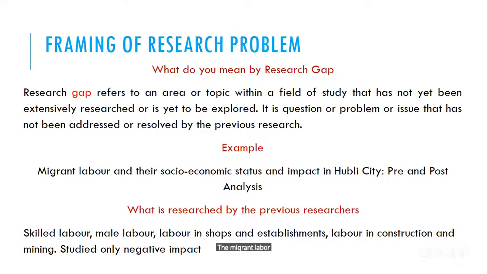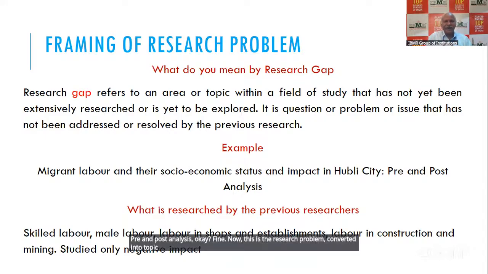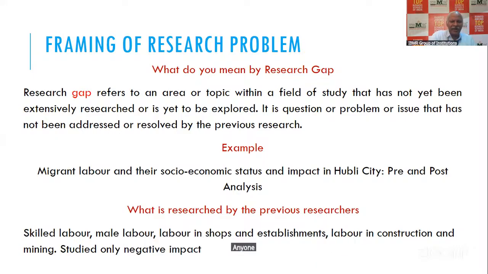Migrant labor and their socio-economic status and impact in Hubli city, pre and post analysis. Okay, fine. Now, this is the research problem converted into a topic. What is researched by the previous researchers? I have made a literature review. Based on that, I have put here what is researched by the previous researchers. Could anyone please read that?